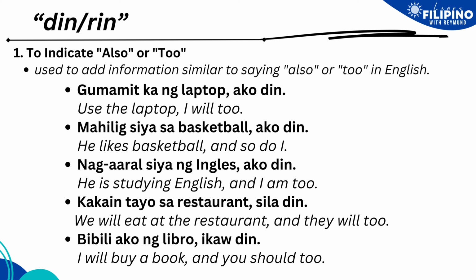Kakain tayo sa restaurant, sila din. So we will eat at the restaurant and they will too. Kain is the root word, so kakain is will eat. Bibili ako ng libro, ikaw din. Bili is the root word, it means to buy. Bibili is will buy. A libro is a book, so bibili ako ng libro, ikaw din. So I will buy a book and you should too.